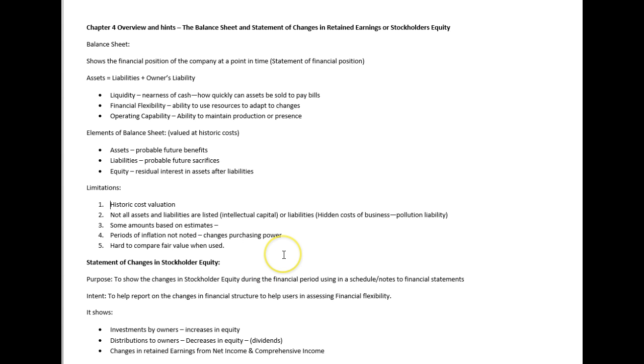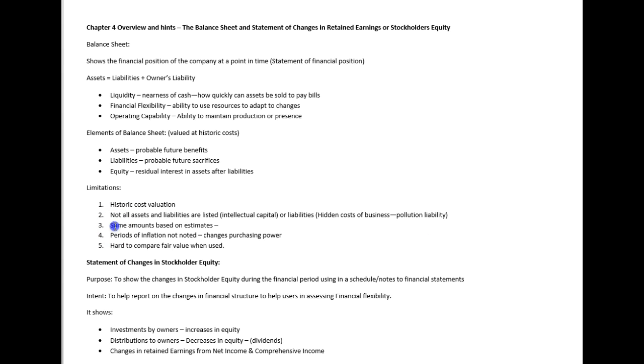Not all assets and liabilities are listed. How about Microsoft and Bill Gates? How do you put a value on Bill Gates or Steve Jobs, or an engineer at Ford that created the Mustang? So not all the assets and liabilities are listed, and that becomes an issue. You really have to dig to know what is valuable.